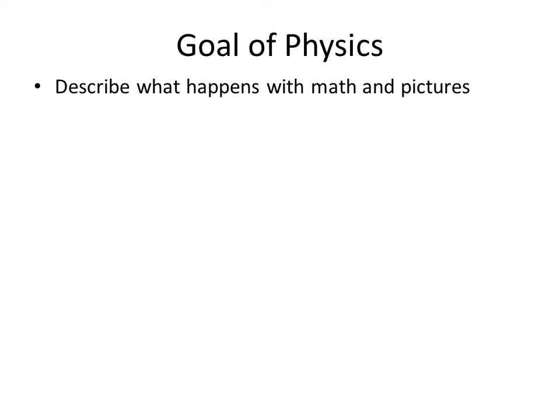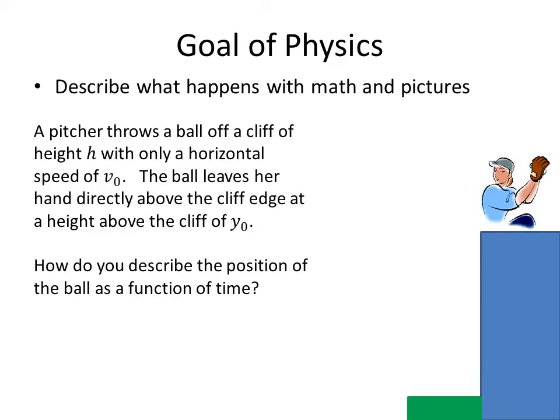One of the basic goals of physics is to describe something that happens with math and pictures. Let's take a simple example. We have a picture standing on top of a cliff, and the cliff is of height h, and she throws the ball perfectly horizontally with a speed v0. The ball leaves her hand directly above the cliff edge at a height above the cliff of y0. How do you describe the position of the ball as a function of time?